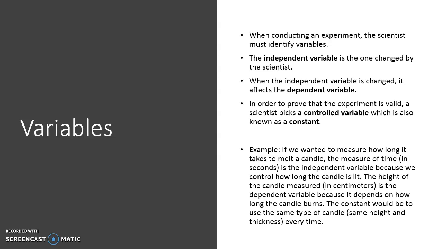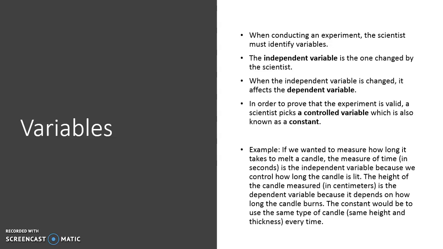So variables. When conducting an experiment, the scientist must identify the variables. The independent variable is the one that is changed by the scientist. When the independent variable is changed, it affects the dependent variable. In order to prove that the experiment is valid, a scientist picks a control variable, which is also known as a constant. The constant never changes.